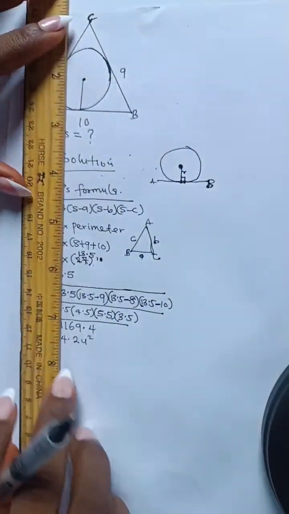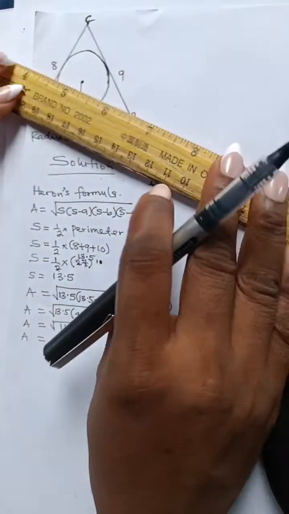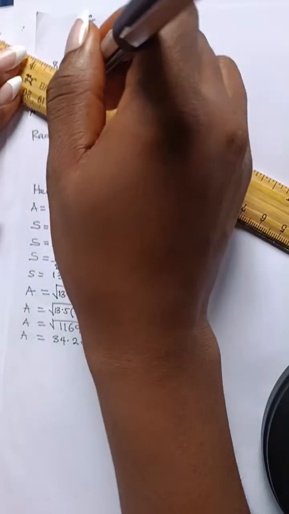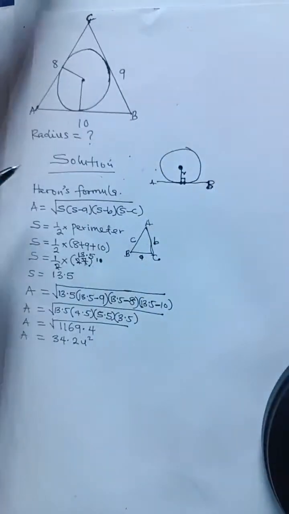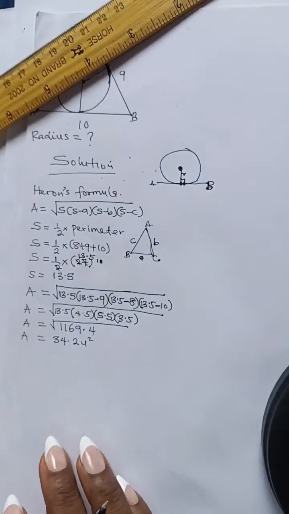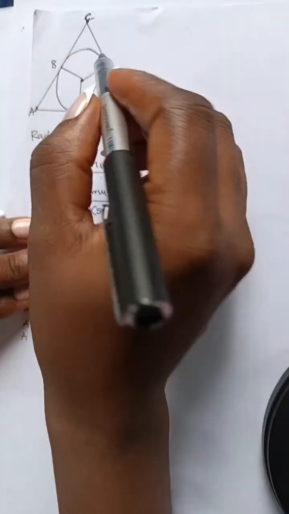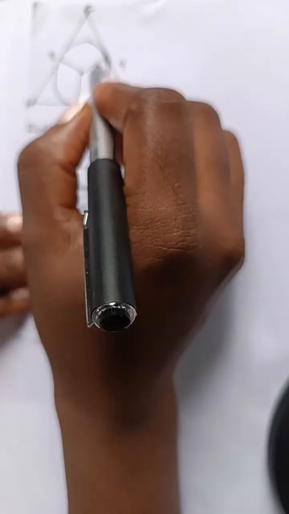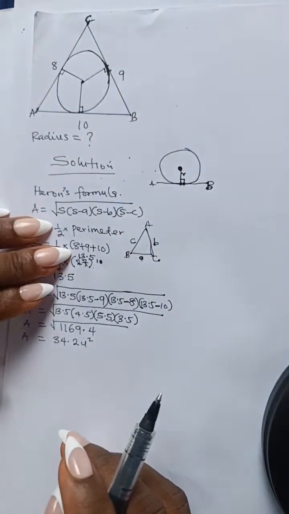From here to here, from here to here, and from here to here. All right, nice one. So that means this place is 90 degrees. This place is 90 degrees. This place is 90 degrees as well.